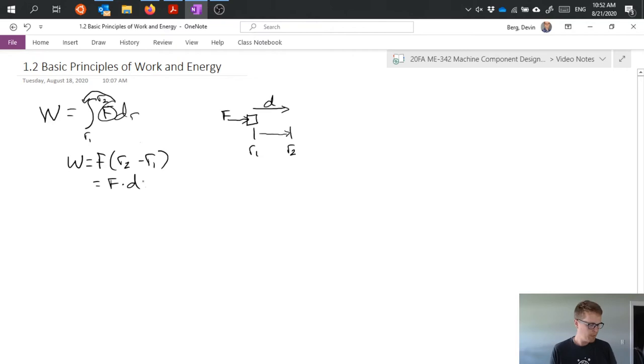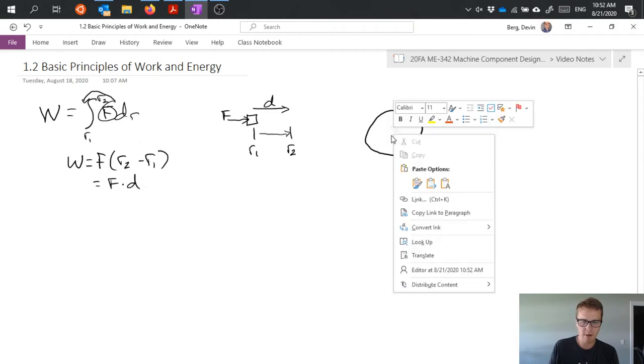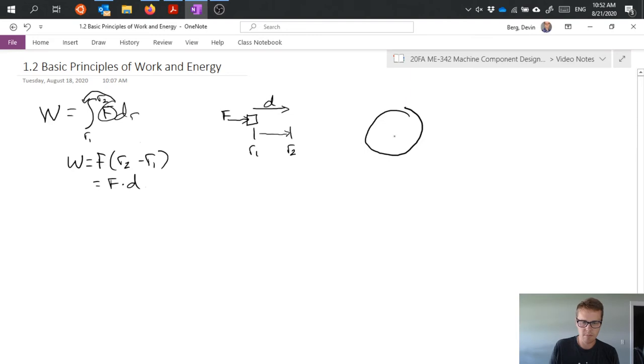Of course, we can do the same thing if we're talking about rotation. If I have a rotating system, I have a circle rotating about some center, and that circle has a radius R. There's a torque applied to it, or equivalently, I'm applying a force F to that circle. The equivalent system would have a torque, and that torque is equal to F times R, because it's just a force applied at a distance.